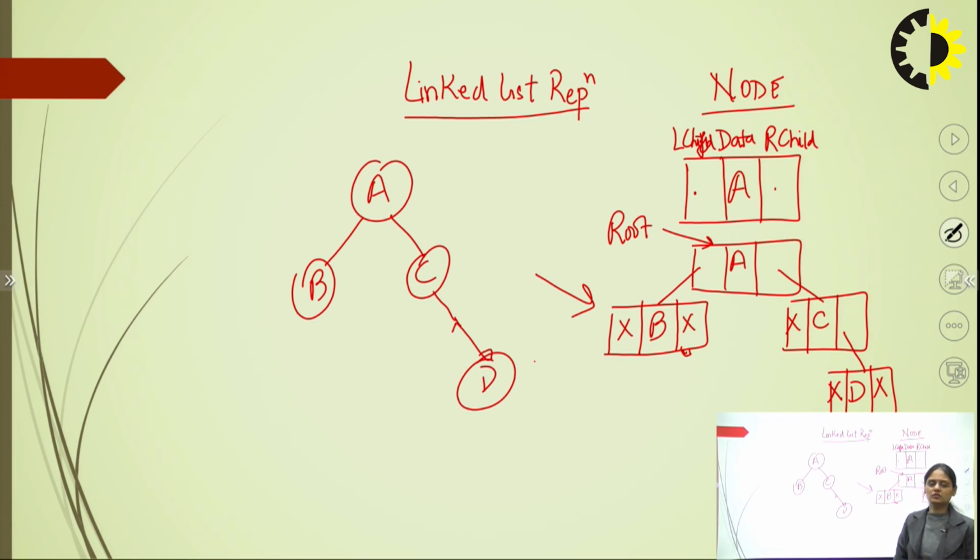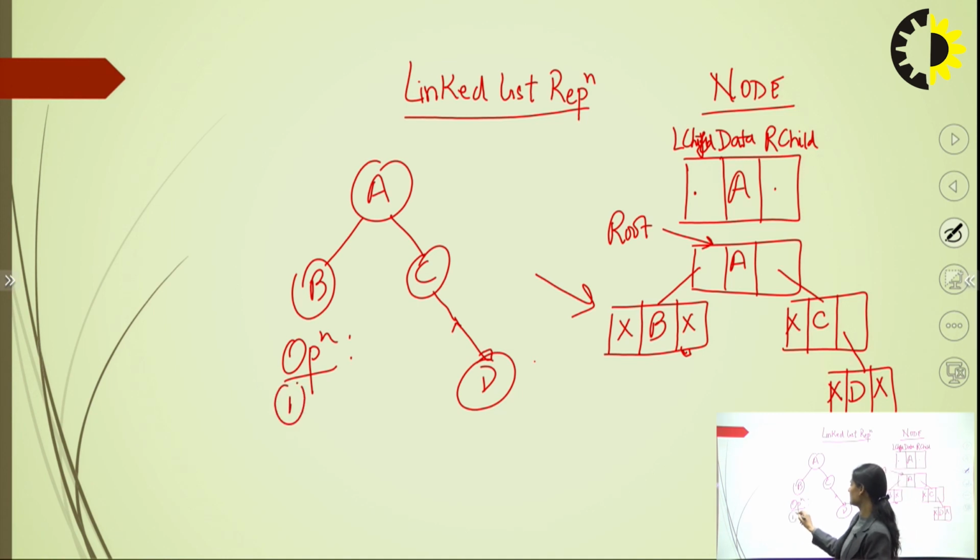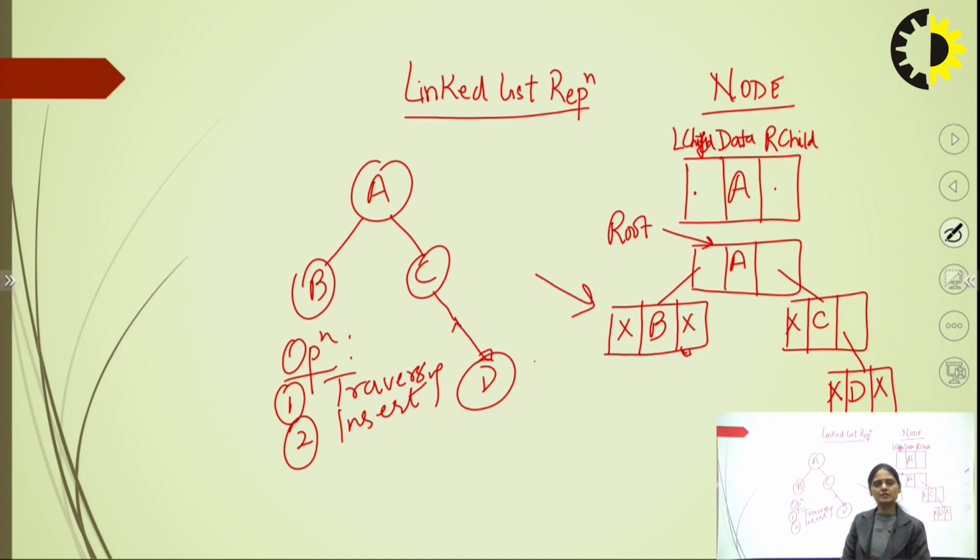Now, like any other data structure, we can perform many operations on trees as well. The first is traversing. Traversing involves many things, such as searching for an element, visiting each element, and counting the number of nodes. All these operations we can do while traversing. The second is insertion: we can insert any element inside the binary tree.